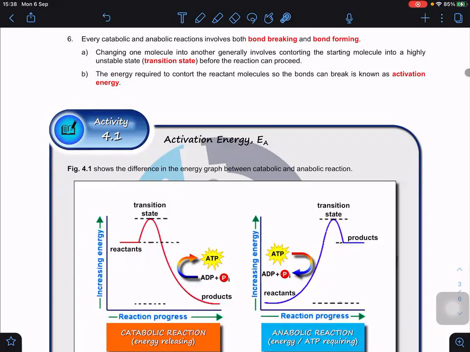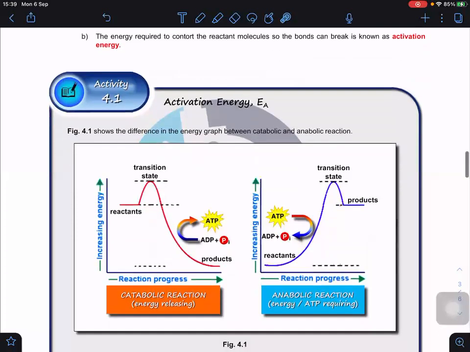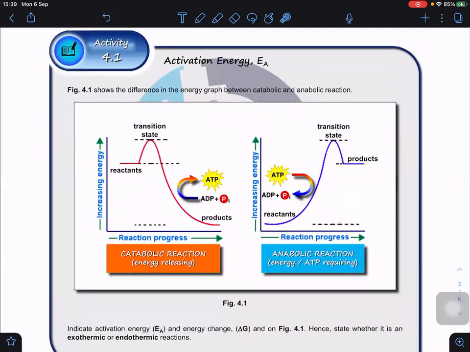So we know that every catabolic and anabolic reaction involves bond breaking and bond forming. Changing one molecule into another involves contorting. We have to contort the starting molecule, or the reactant, into a highly unstable state called the transition state before the reaction can proceed. The energy required to contort the reactant molecule so that the bond can be broken is known as the activation energy. In this diagram, indicate the activation energy, EA, and the energy change, delta G, on figure 4.1, and state whether it's an exothermic or endothermic reaction.